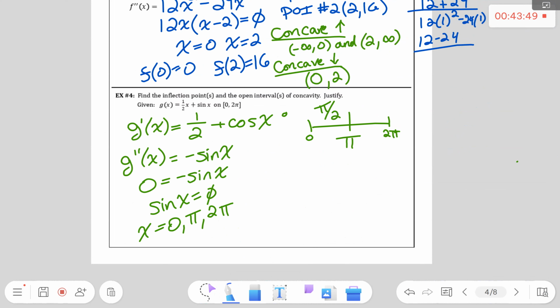This is g double prime at pi over 2. Everybody agree? What's sine of pi over 2? 1. What's negative sine of pi over 2? So this is a negative value.